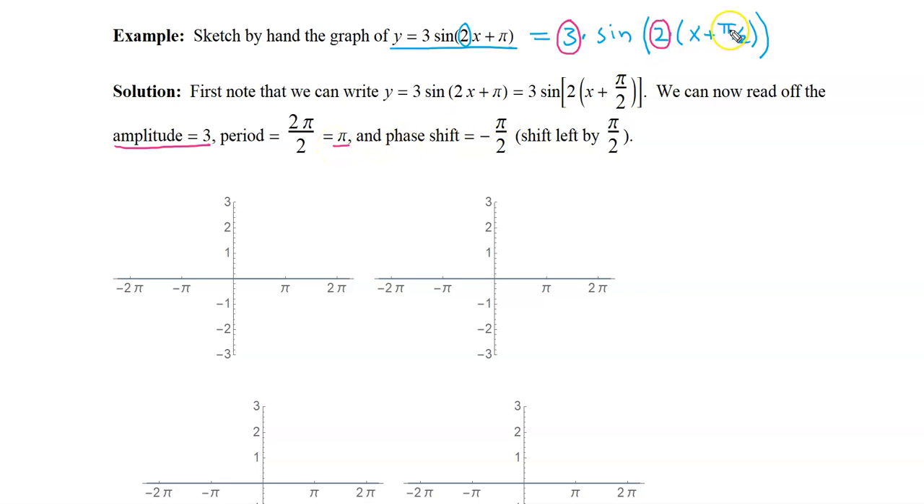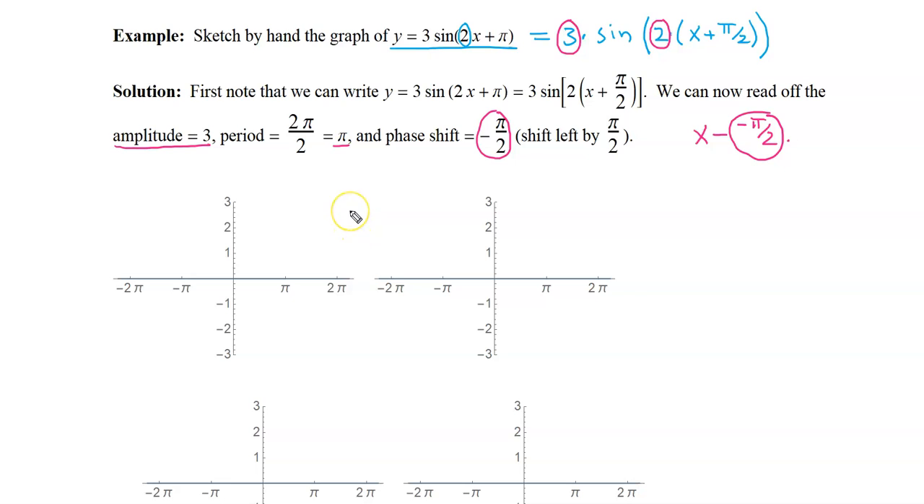And then our phase shift is going to be negative pi over 2. Notice it's negative because we have to think of this as being x minus negative pi over 2. And so that's going to be our phase shift. So we're going to be shifting to the left by pi over 2 units. Now let's sketch all of this by hand.